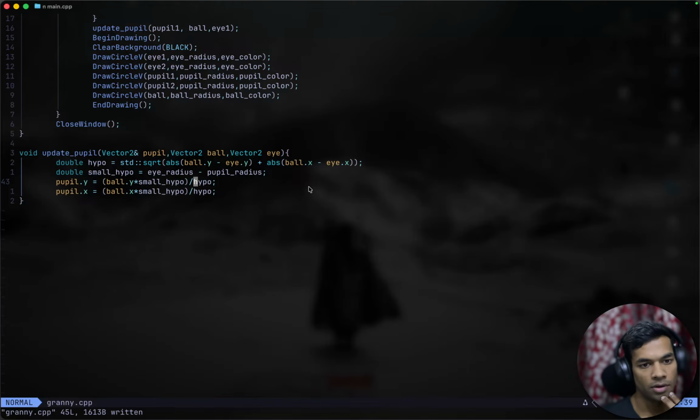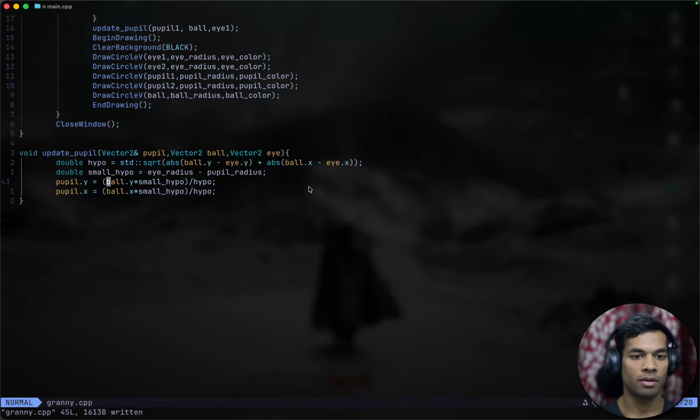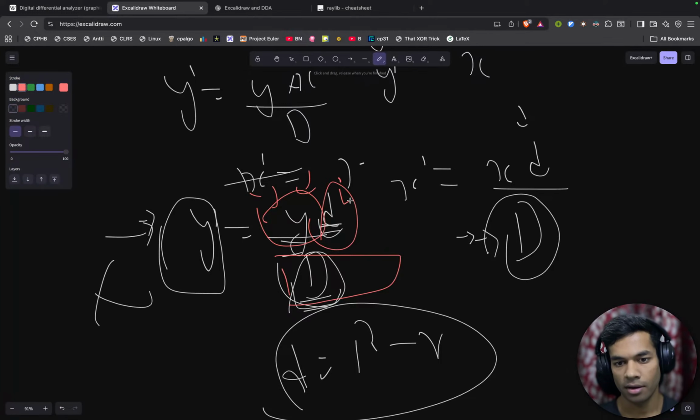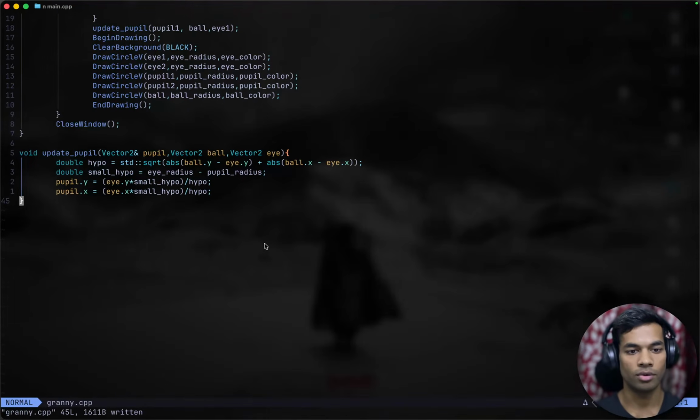This is too big. Both of these values are too big somehow. Ball dot x makes sense. No. I dot x and I dot y. Back to the formula. Small hypotenuse into big hypotenuse and y. This y is the y distance between the two things.